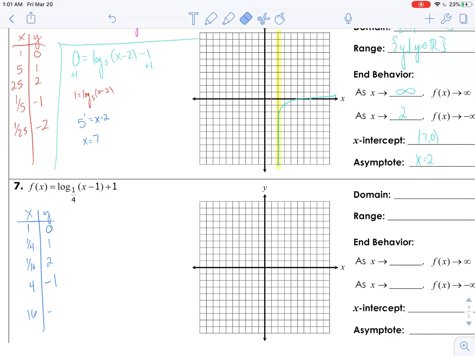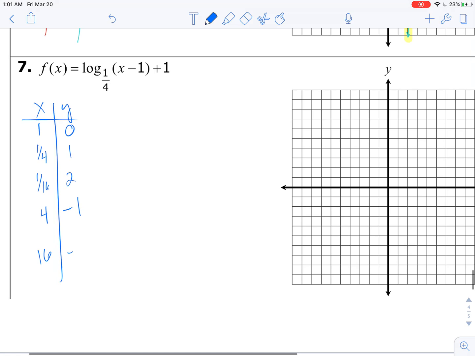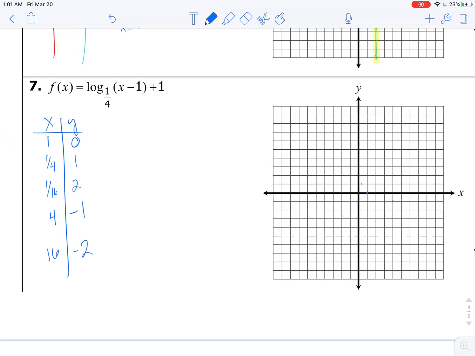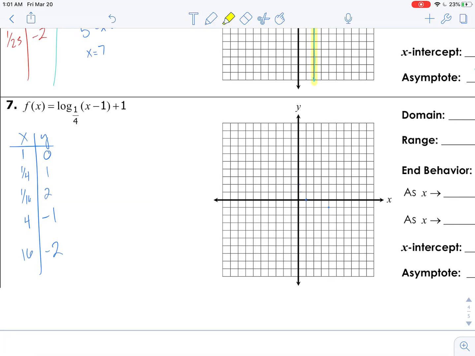We do have, it seems, a couple of transformations. So let's just hold off here for a second on making any big dots. Let's just do small dots only for now. And what are we looking at? 1, 0. 1/4 was 1. 1/16 was 2. That's a very steep curve. 4, negative 1, and then 16, negative 2. I'm not even going to be able to graph that.